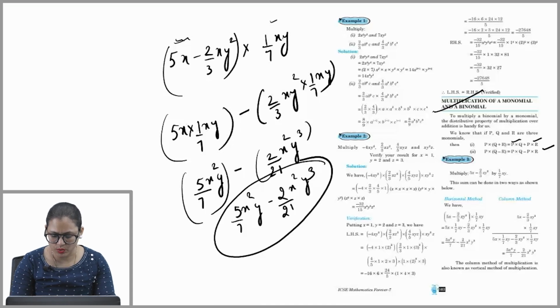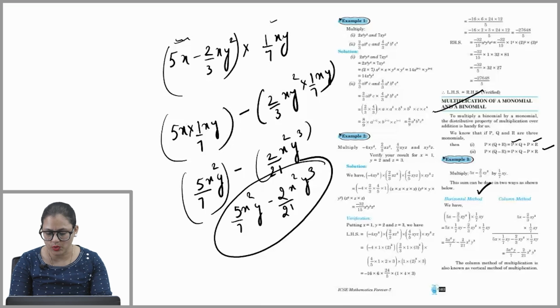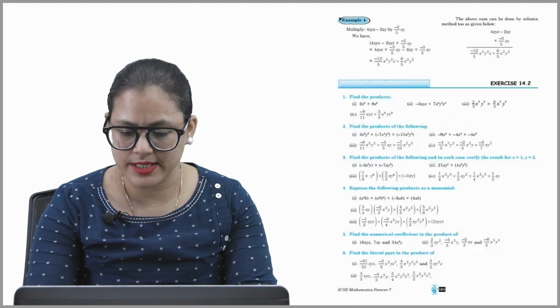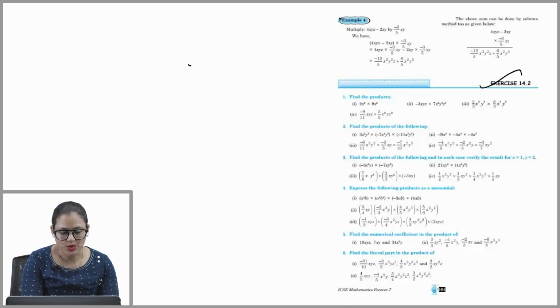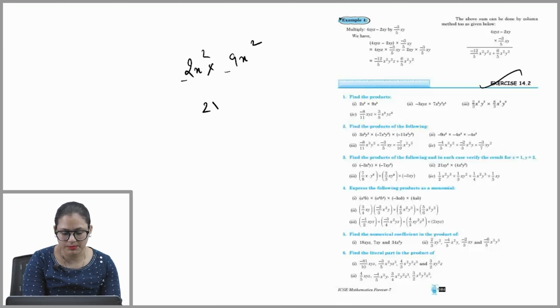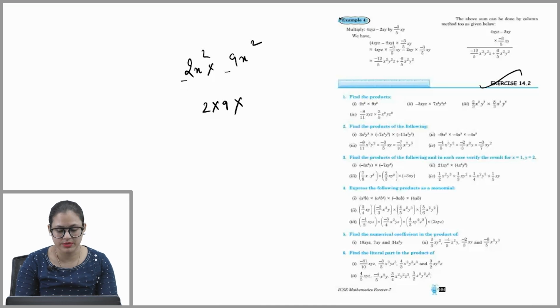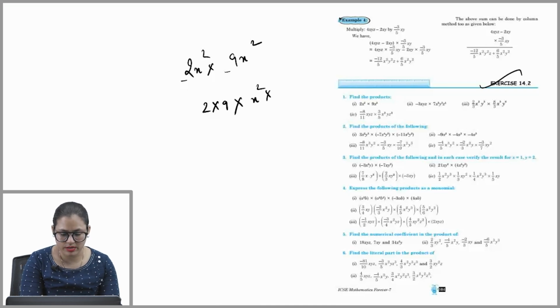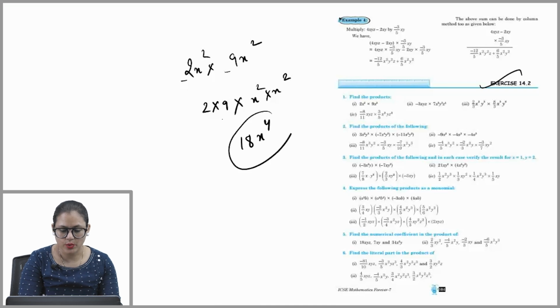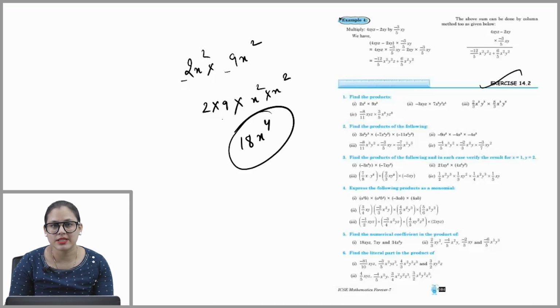So this method is known as the horizontal method, and there is a column method also, okay. The column method of multiplication is also known as the vertical method of multiplication, right. Exercise 14.2, find the products. 2x square into 9x square. First multiply the numbers, and x square into x square. 2 into 9 is 18, x raised to the power 4. So 18x raised to the power 4 is the answer, okay.